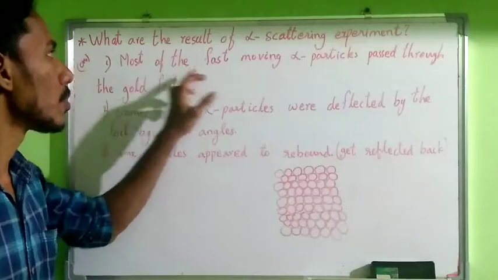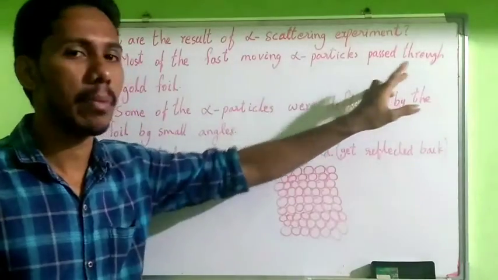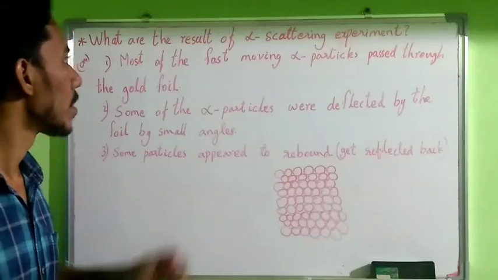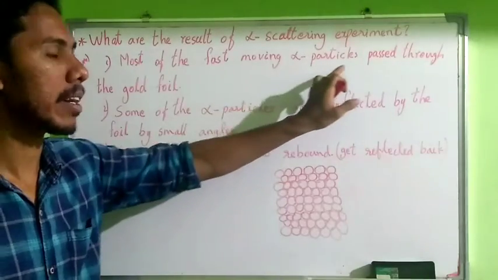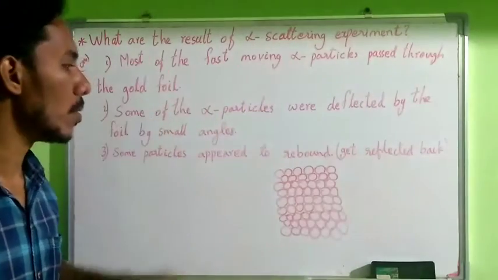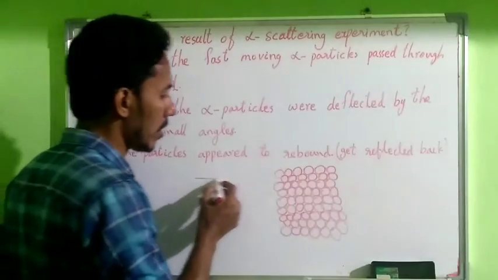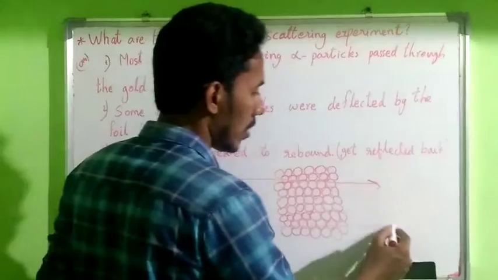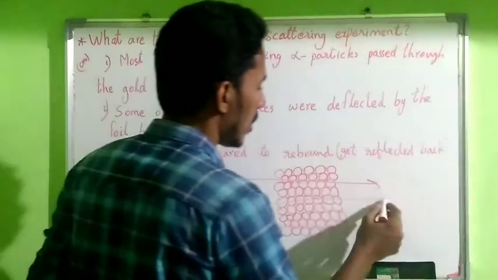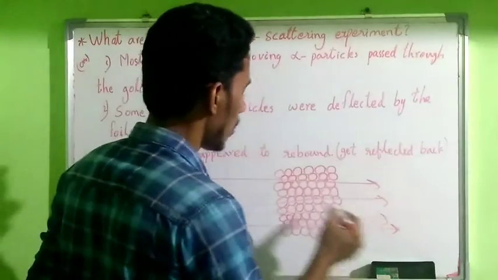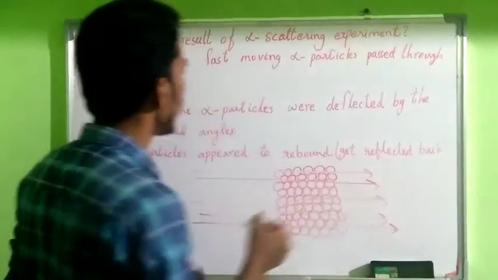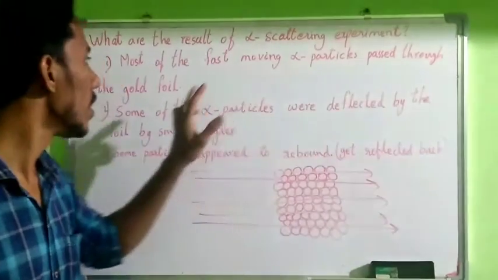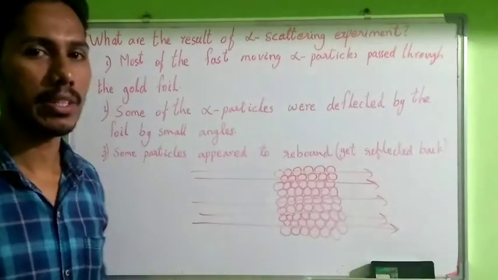The first one: most of the fast moving alpha particles pass through the gold foil. You have to draw it. This alpha particle overcomes the gold foil without any deviation. Most fast moving alpha particles pass through the gold foil without any deviation.